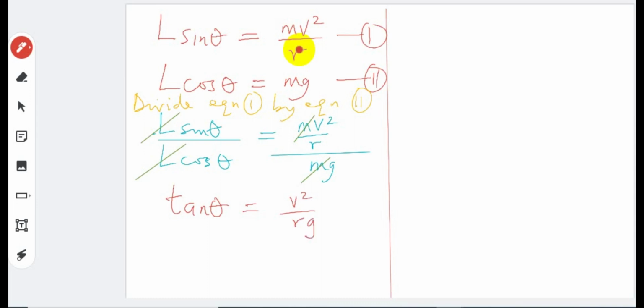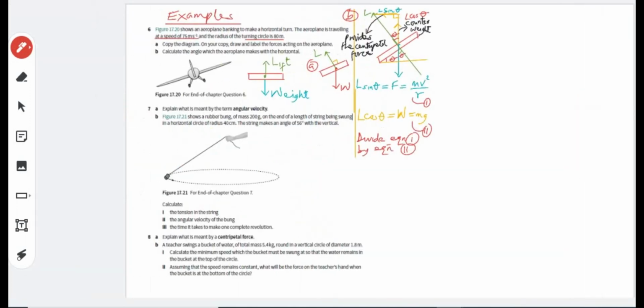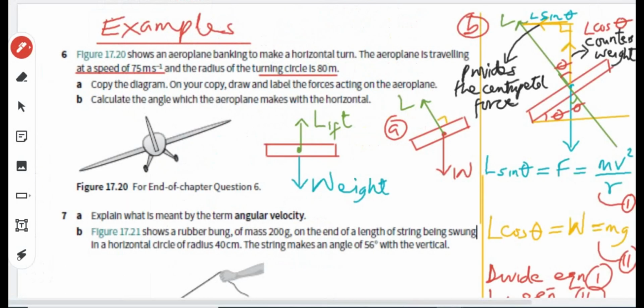So we can find theta, because we're asked to find theta. Theta will be tan inverse of v squared over rg. Beautiful. So we just input those values as given in the question. I'll go back to the question and zoom in so that we see it properly. We are told that the radius is 80 meters, so r is 80 meters. We can indicate it here, that's r. And we are told that v, the speed, is 75 meters per second. So this one is for v, the speed.